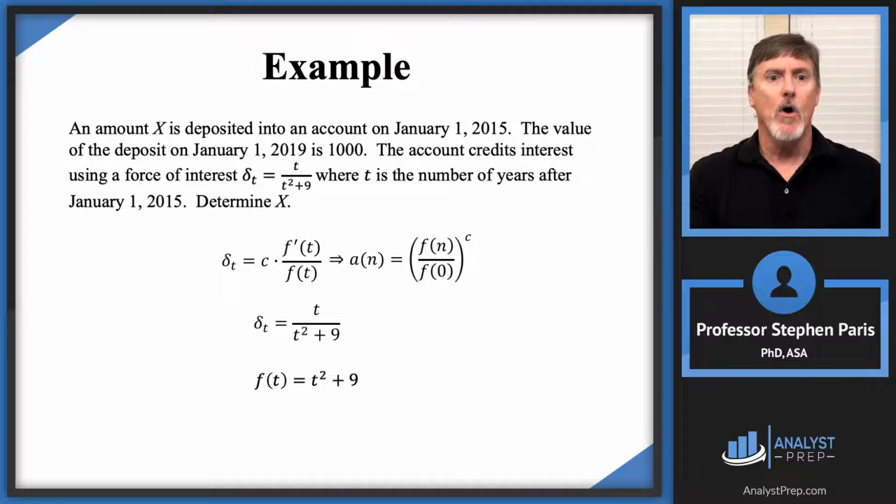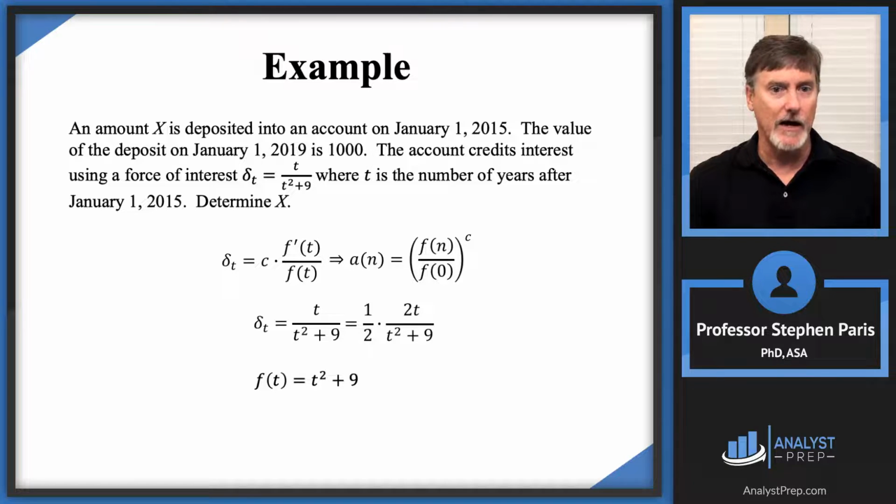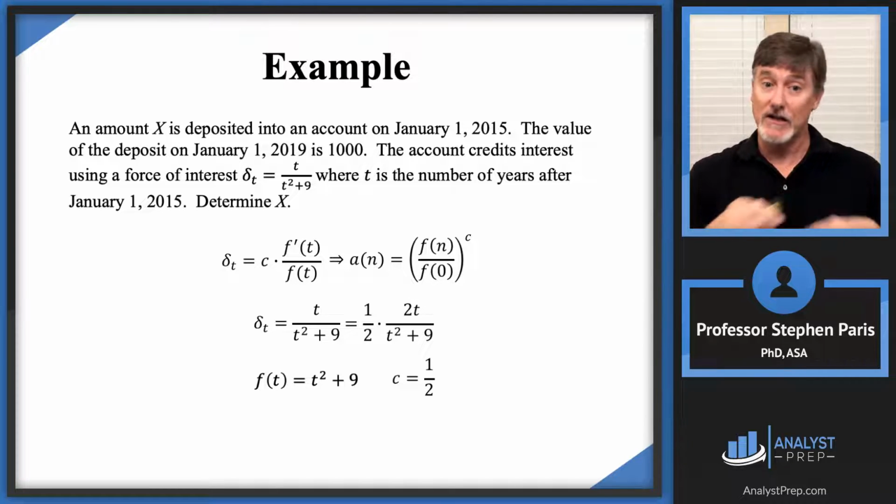Okay, so now, the derivative of that is actually a 2t and not t. However, I could tweak the expression for delta t and write it with a numerator of 2t by taking a 1/2 and multiplying it out front. So even though it may not have looked like it fit my special case to begin with, I could tweak it so that it does fit, with the function being f of t equal to t squared plus 9 and the c value being 1/2.